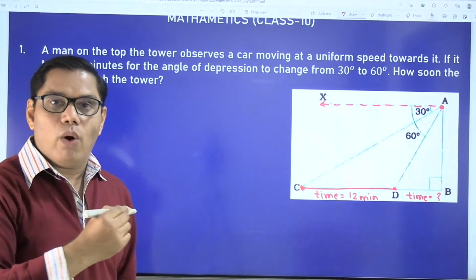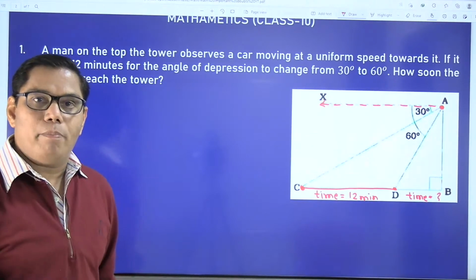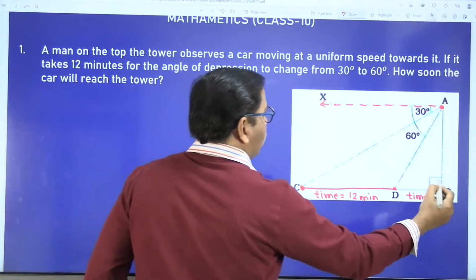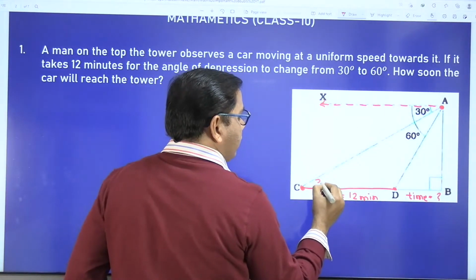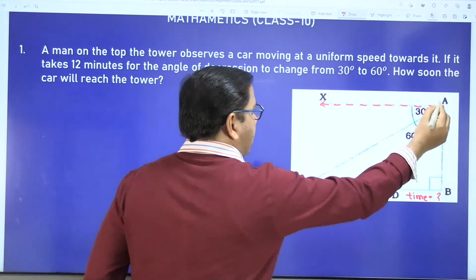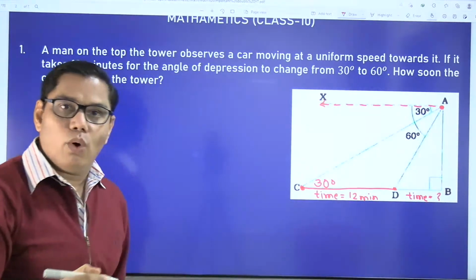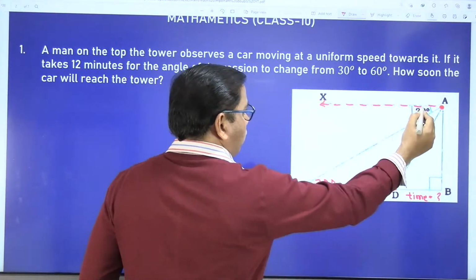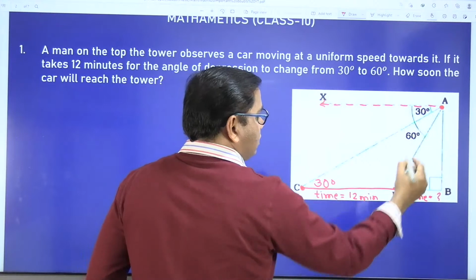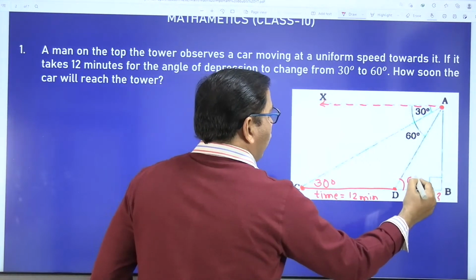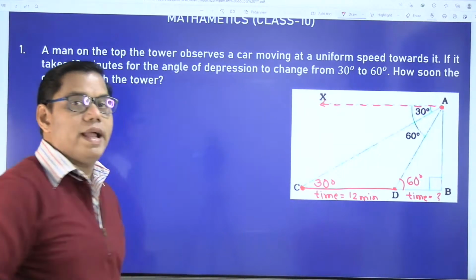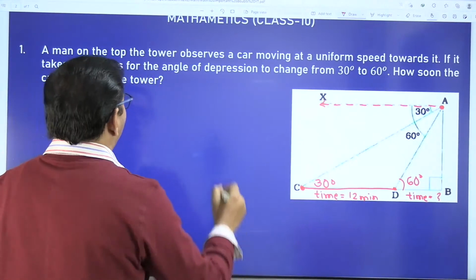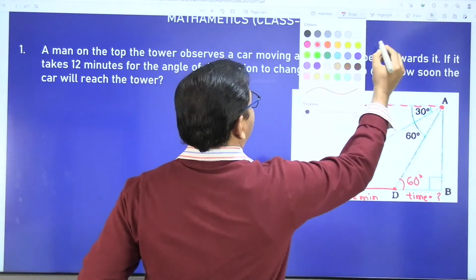Now we know that alternate angles between parallel lines are equal. AX is parallel to BC, so if this angle is 30 degrees, this angle will also be 30 degrees. Alternate angles are those angles which form the English letter Z. So 30 and 30. If this angle is 60, this angle is also 60, and we have to find out a time.